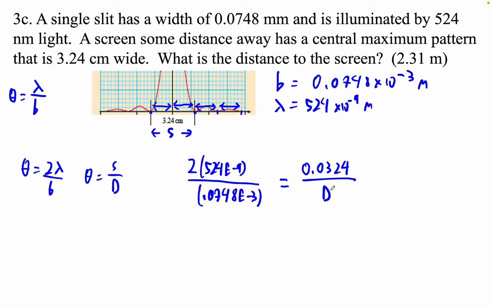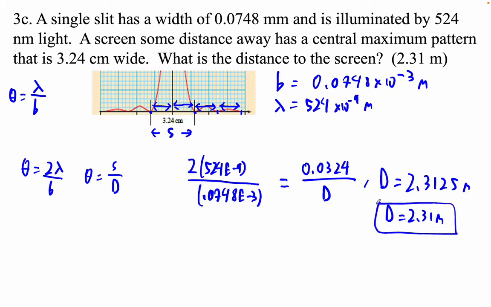So 0.0324 divided by 2 divided by 524e-9 times 0.0748e-3. Woohoo! So when I solve that for d, 2.3125 meters. That's the distance to the screen. Woohoo!